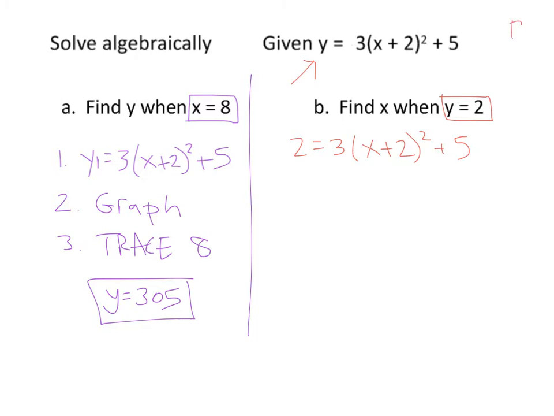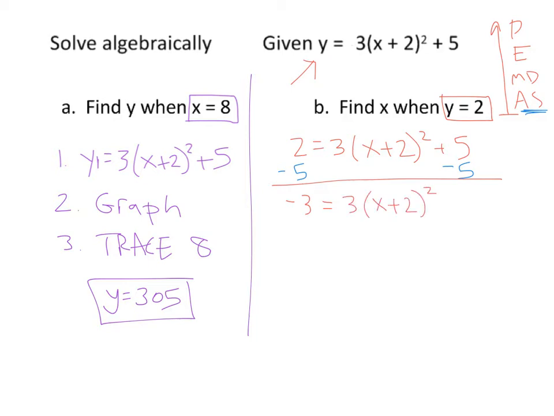Remember, we are using PEMDAS backwards, which is why we call it solving by undoing. We're undoing the order of operations to solve. So I'm going to start by subtracting 5 from both sides, because we're doing addition and subtraction first, and not the one that's in the parentheses, because that would be last, the plus 2. So subtracting 5 from both sides, we have 2 minus 5, which is negative 3, equals 3 times (x plus 2) squared.